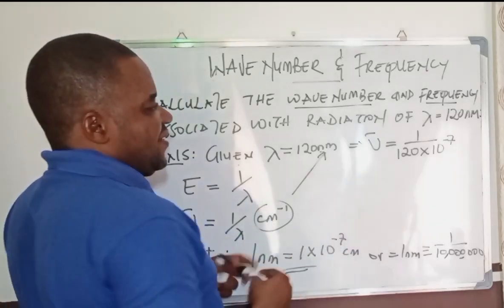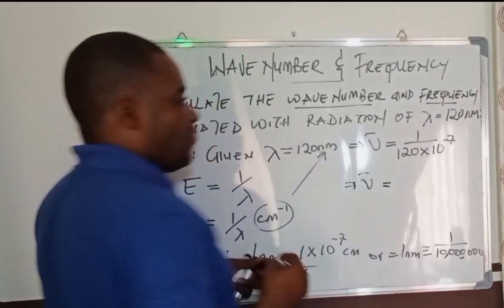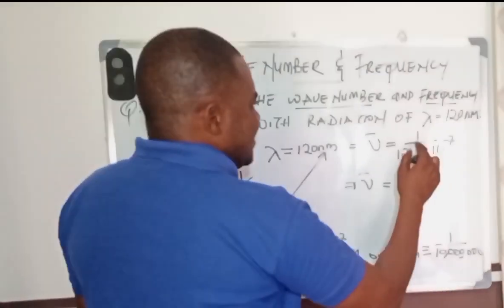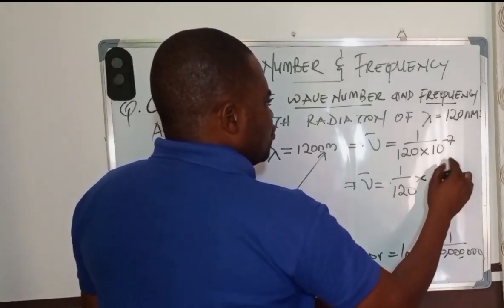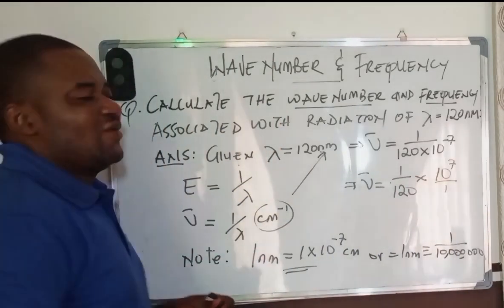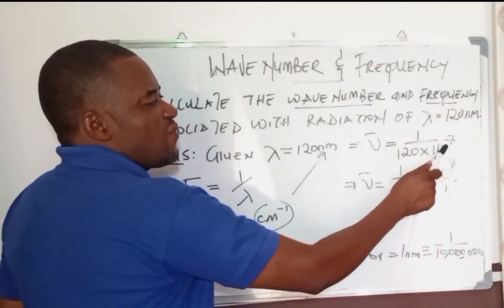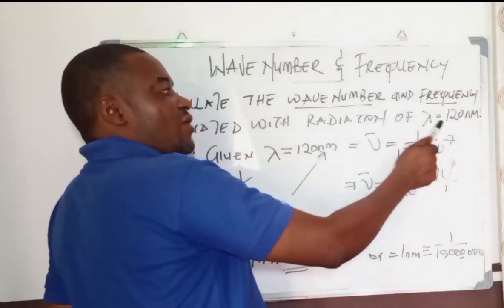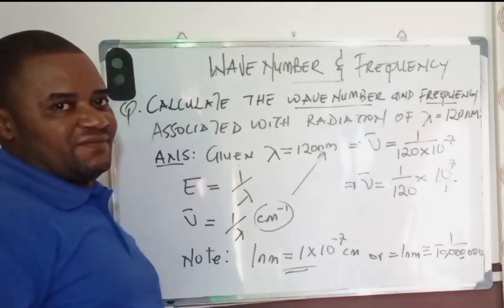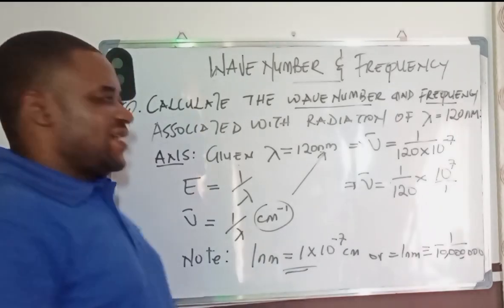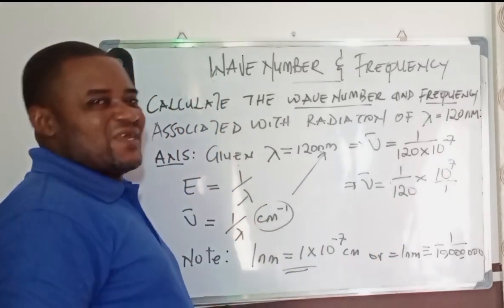So when you arrive here, it simply means that our wave number can also be written as 1 over 120 multiplied by 10 raised to the power 7 over 1. How do we get into that? Remember that this is more like a denominator. So when we move 10 raised to the power minus 7 across the division sign, the sign that accompanies it will change from minus to plus. And that is why we're having 10 raised to the power 7. 1 divided by 120. Pick your calculator immediately and do that.